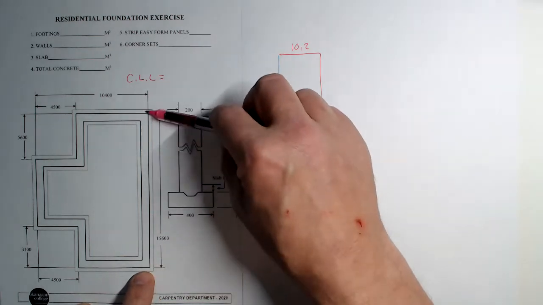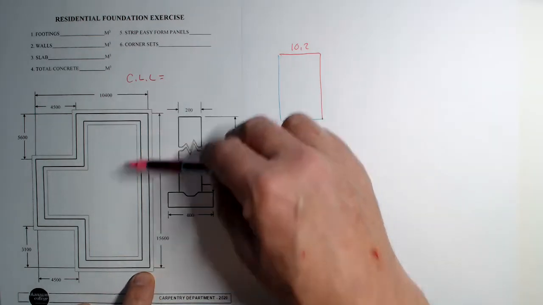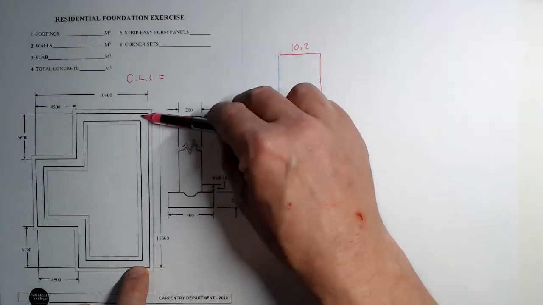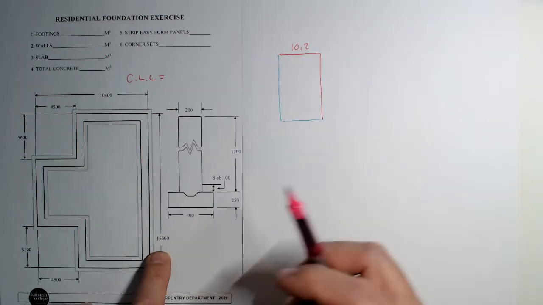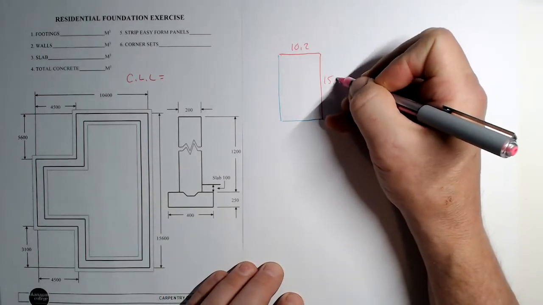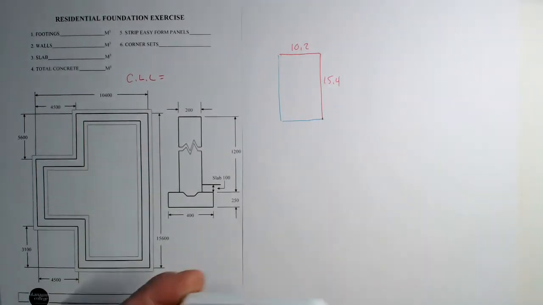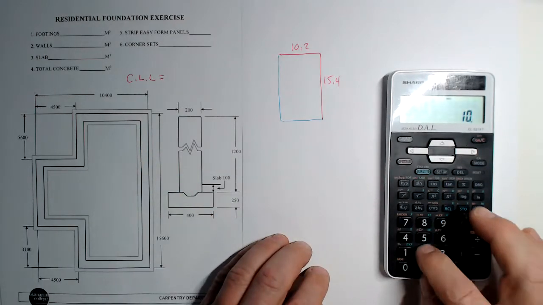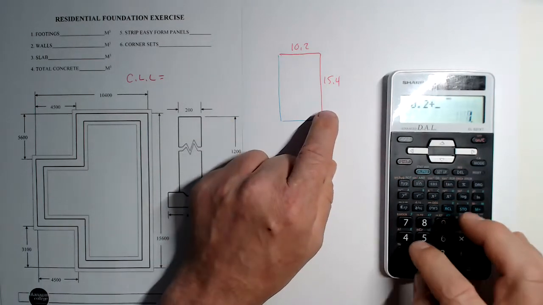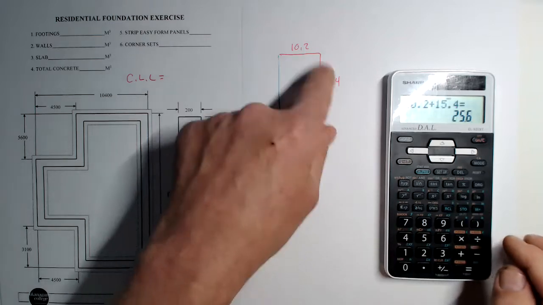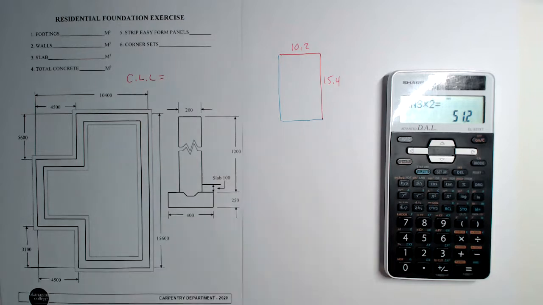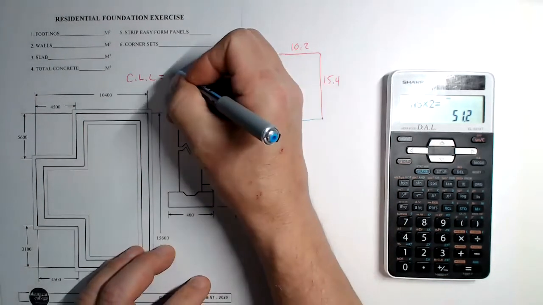That's from outside to outside of wall. If we subtract half a wall at each end, that will get us a center of wall to center of wall measurement. So 15.6 becomes 15.4. Now that we have our width and our length, we can take the 10.2, add it to the 15.4, and multiply that by 2 to include the other sides. Times 2 gives us our center line length of 51.2.